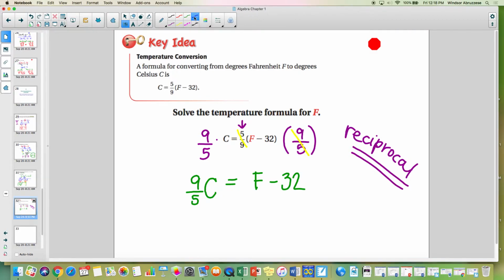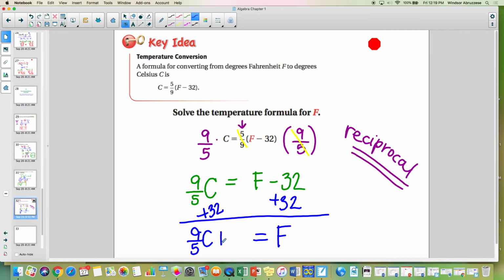So I'm almost done. I have Fahrenheit minus 32, so let's get rid of this 32 by doing the inverse. I'm going to add 32 to the other side, and I'm left with the Fahrenheit. To find Fahrenheit, you take 9/5 of the Celsius temperature and add 32. That's it.